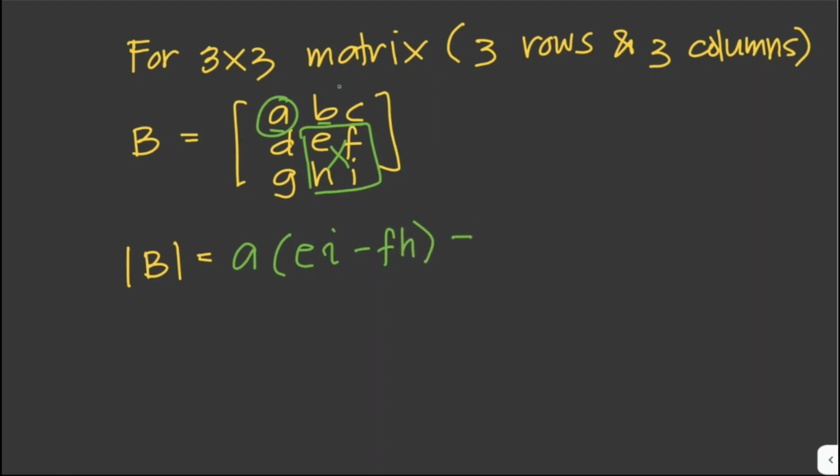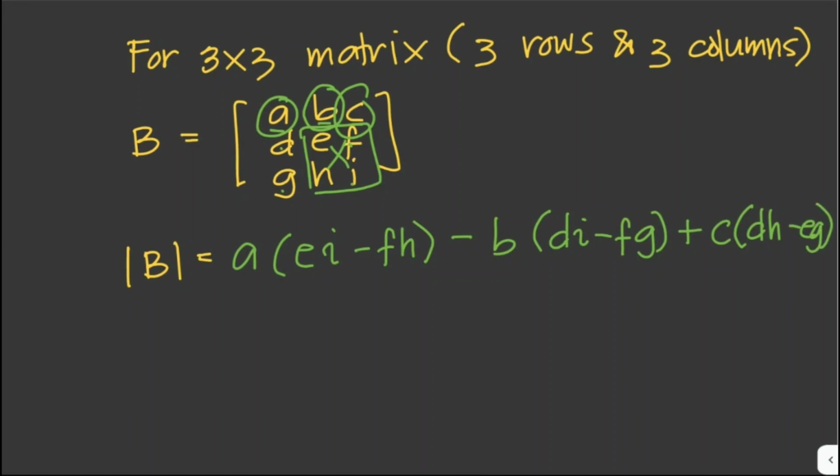And then minus, again, the same with B. B times, okay, the components that are not in B's row and column are D, G, F, and I. So that would be D times I minus F times G. Then plus for C, that will be C times, okay, the components that are not in C's row or column are D, E, G, H. So that would be D times H minus E times G. So it may look complicated here, but it's easier to remember the pattern here.